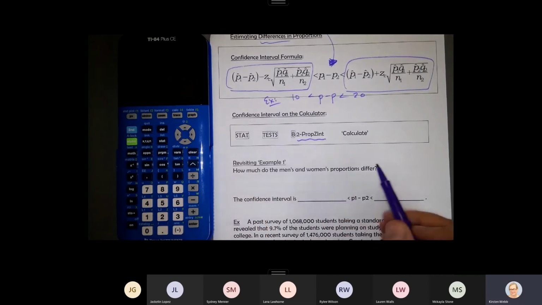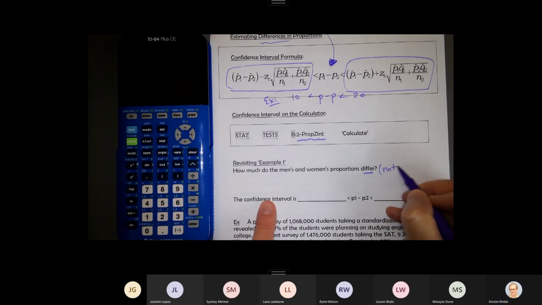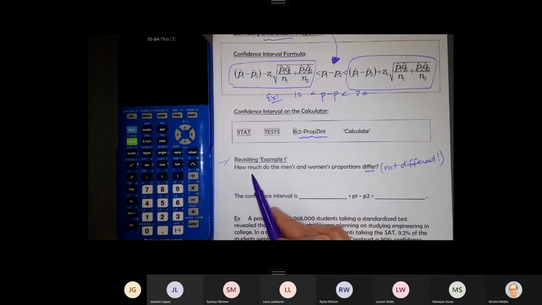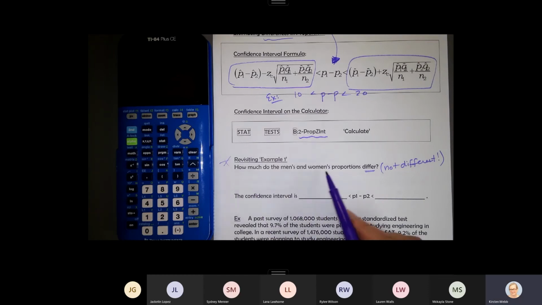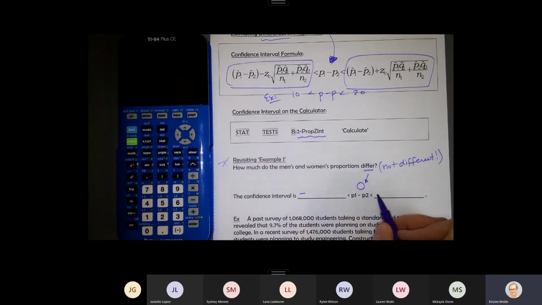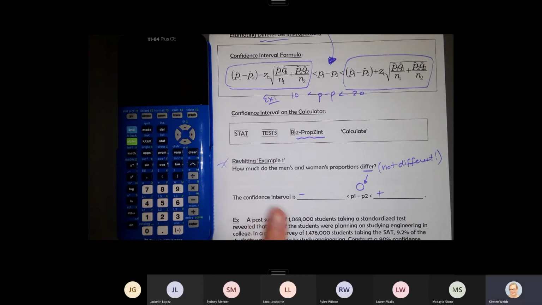Well, back in example 1, you might recall, we determined that the proportions were not different. So down here where it says, let's revisit example 1. If we're calculating how much the proportions differ, knowing that we determined they weren't different, it should be somewhere around 0. So when we calculate this confidence interval, I think we'll find that the lower number is negative and the upper number is positive. It's going to be centered or hovering around 0. Let's try it out.